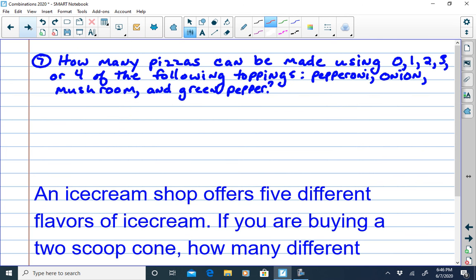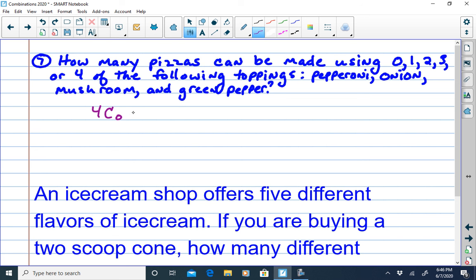All right? Let's try another one. How many different pizzas can be made using 0, 1, 2, 3, or 4 of the following toppings? All right? We're talking what? Pepperoni, onion, mushroom, and green pepper. All right? Well, let's talk about 0 topping. So that would be 4 taken 0 at a time.